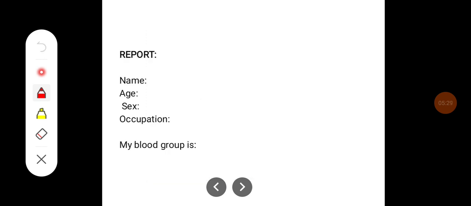Then it has to be reported in the following format, that is, my blood group is A positive or A negative, depending on the agglutination.